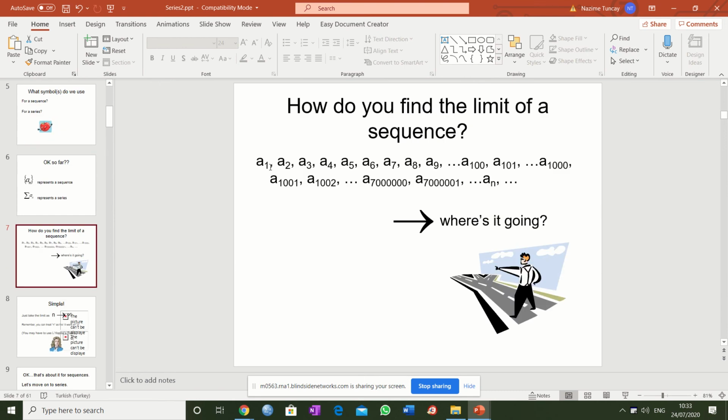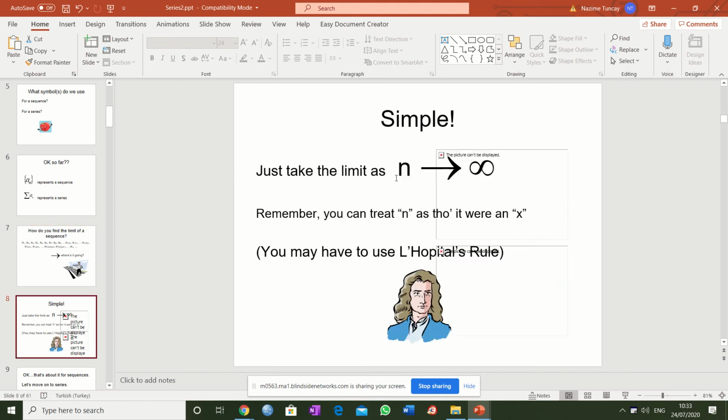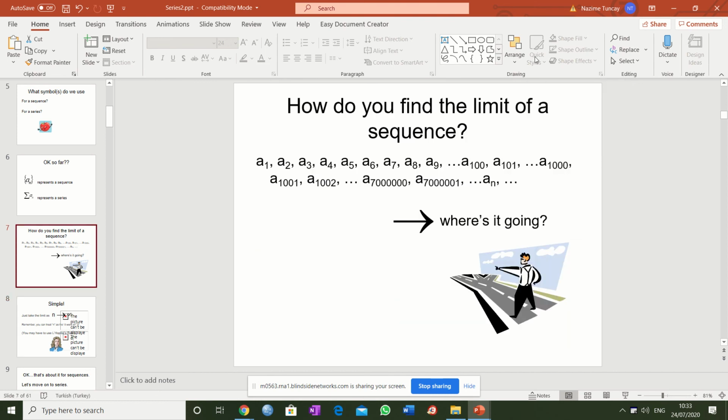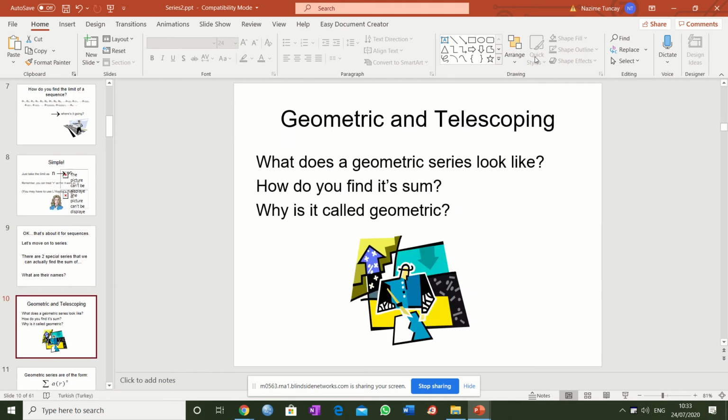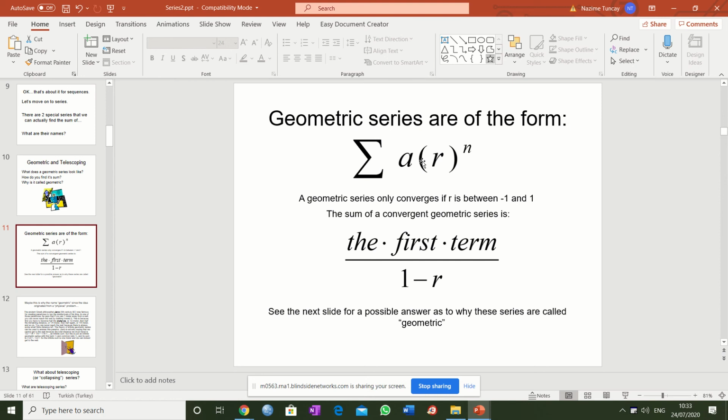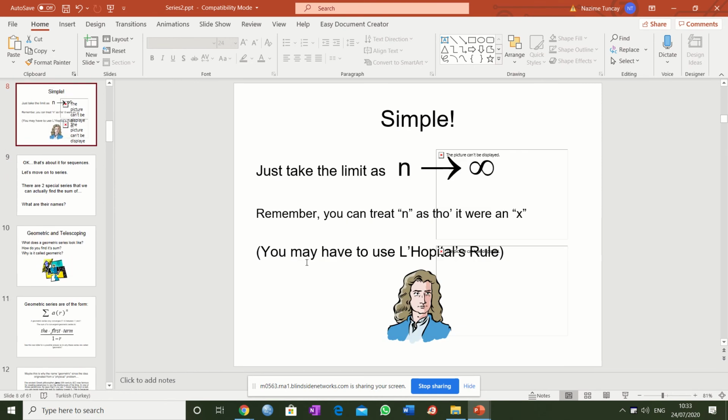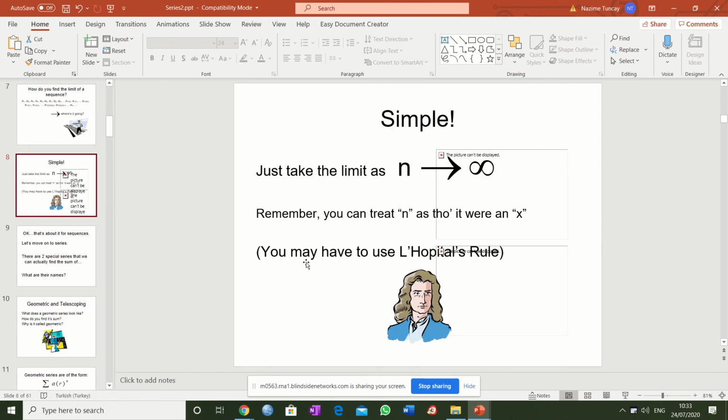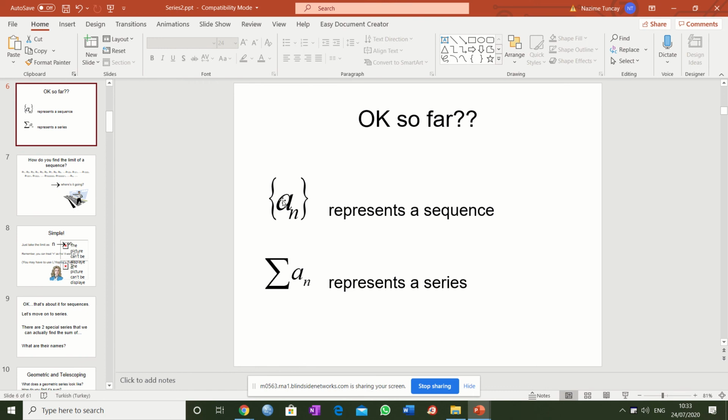Let us say that these are sequences. Why? They are separated by commas. If we want to find the limit of a sequence, then we take the limit as n goes to infinity. Yes, this is a series again. When you have the summation, it's a series. And when you have these brackets, this is a sequence.